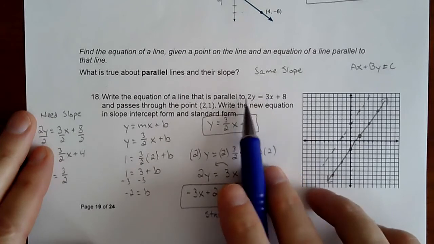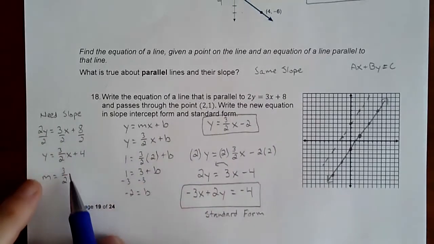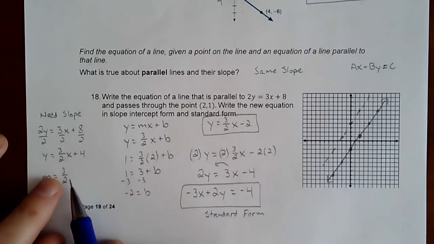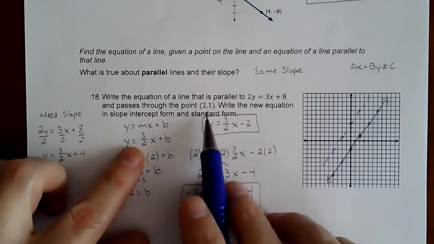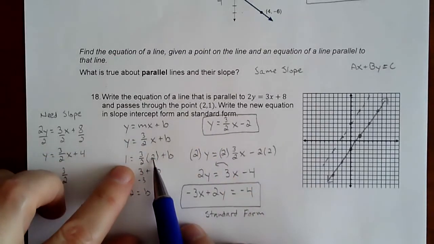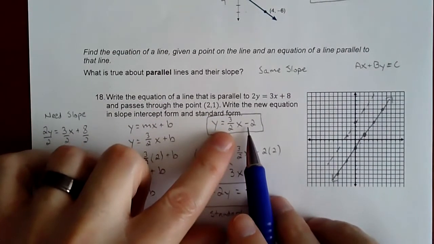It's not 3, because you have to get the 2 out of there. So we manipulated the equation over here and figured out the slope was 3/2. And then we used that 3/2 and the 2 and the 1 to figure out our new y-intercept, and then we can figure out our new equation.